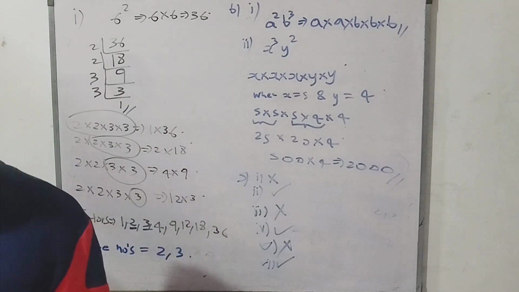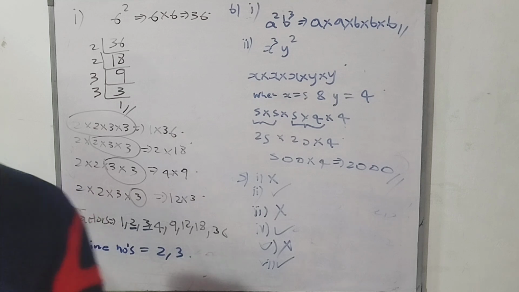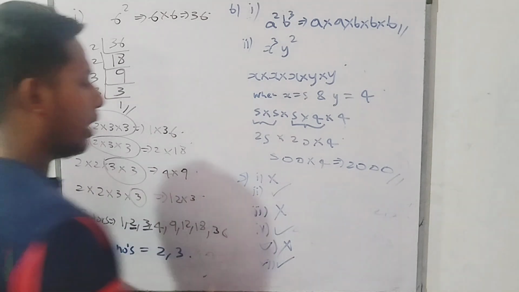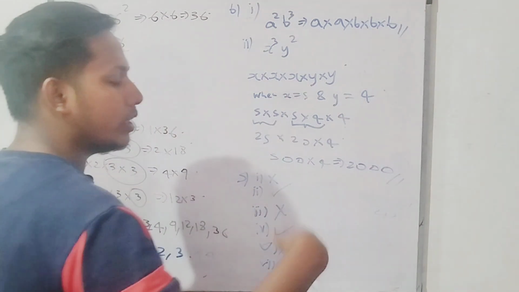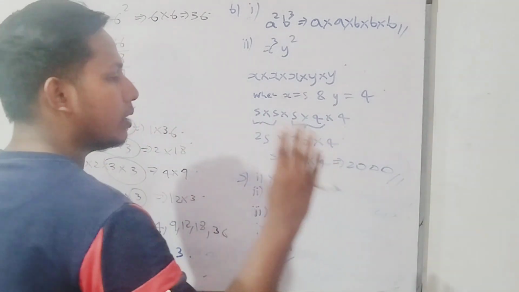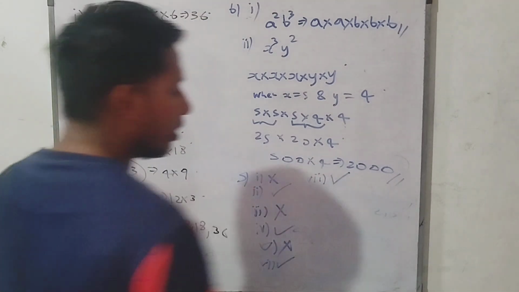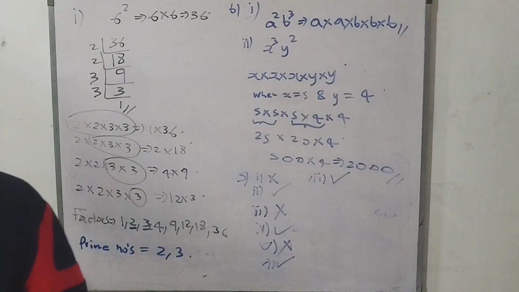Question number 7. The highest common factor of any two distinct prime numbers is 1. Yeah, it's correct, because a prime number is only divisible by its own number and 1. So all the numbers are divisible by 1. Therefore, for question number 7, the answer is correct, because any number is divisible by 1 and itself.